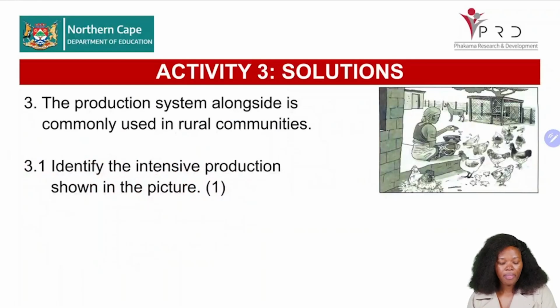Right? Number 3, the production system alongside is commonly used in rural communities.